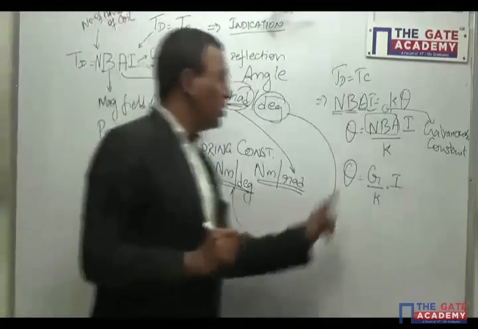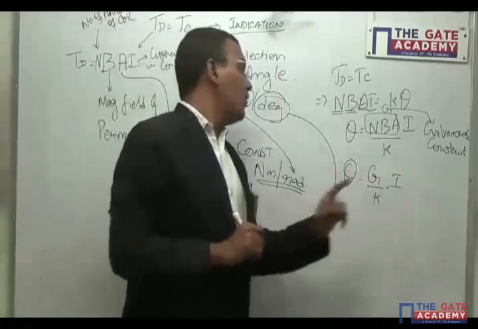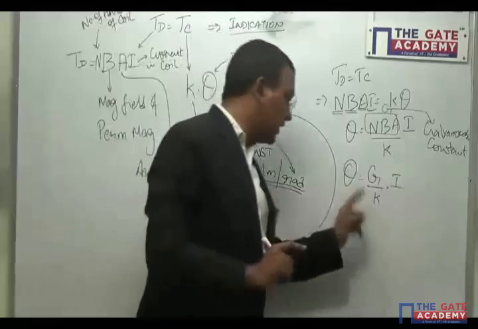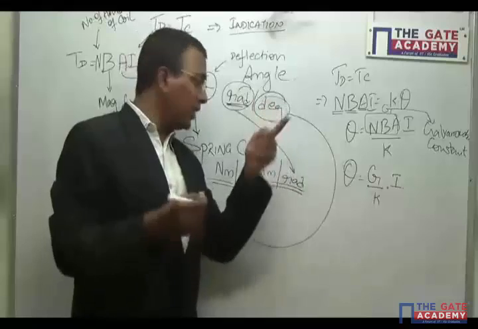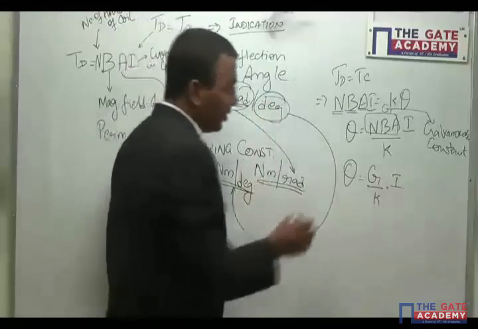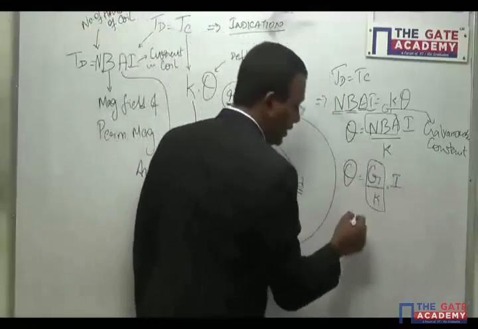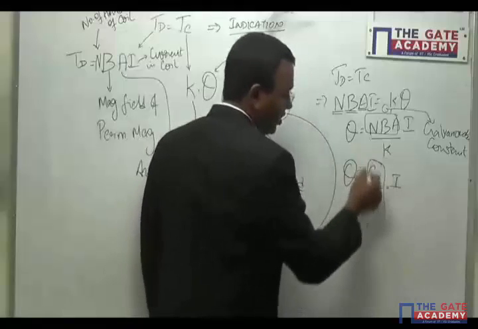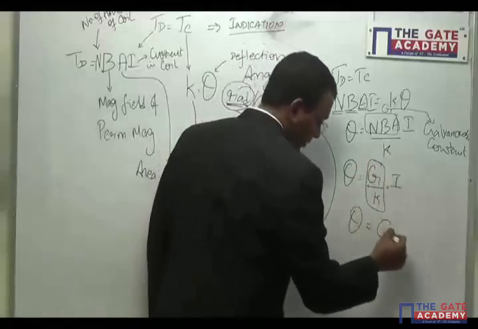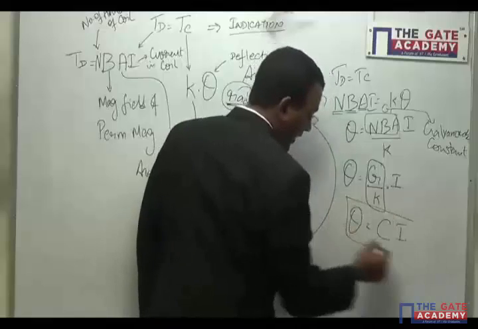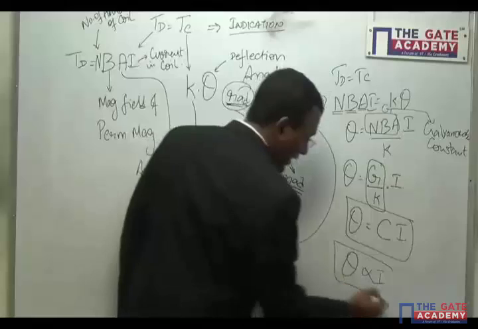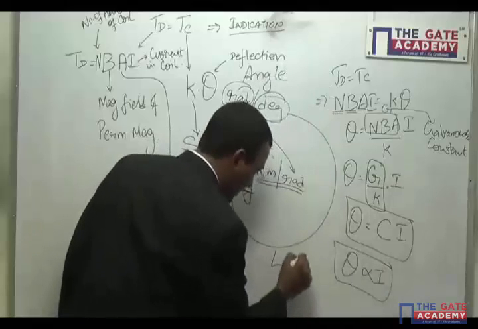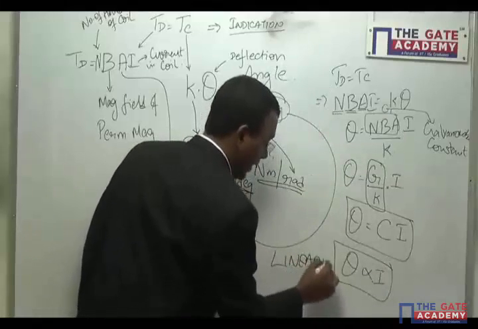Now look at this. G is a constant. When the spring is manufactured, K is also constant. K is a property of the spring. Once we fix the spring, K is also decided. That means G by K is also a constant. If I write G by K as C, theta equals C I, or theta is directly proportional to I. That means we have linearity by design.